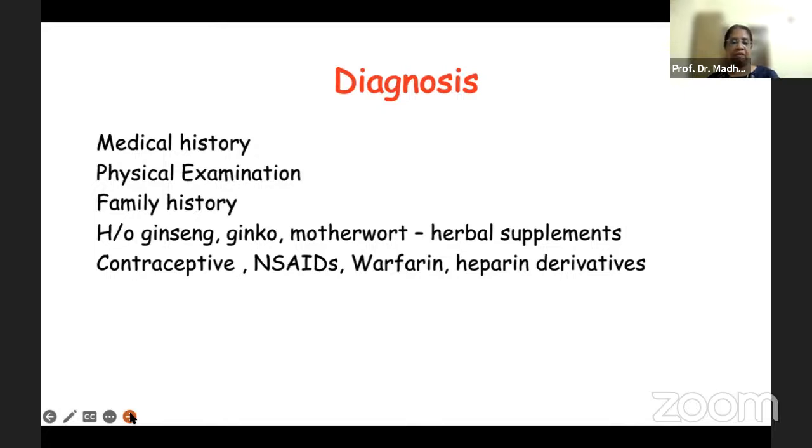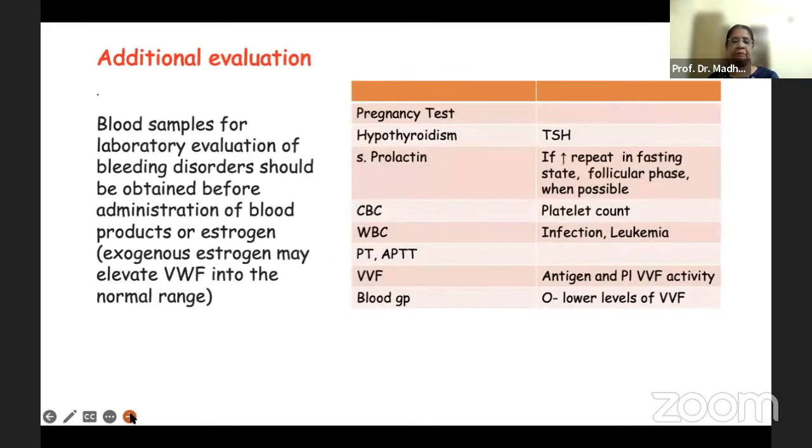Now, all of you know, people are very fond of taking herbal supplements, ginseng, ginkgo, everything. Everyone you talk to nowadays says, I'm on herbs, I'm on organic stuff. Be careful, because some of these herbal supplements prevent platelet aggregation. So we must be careful. History of contraceptives, what they are using, NSAIDs or warfarin, you should go into the proper history.